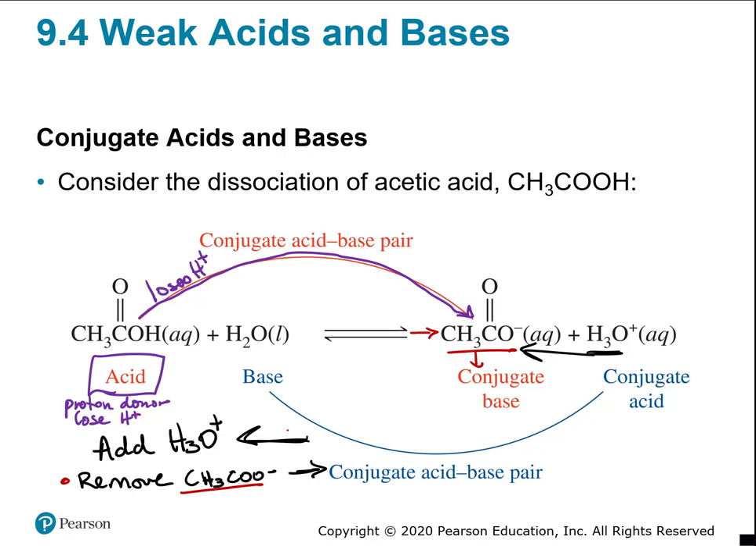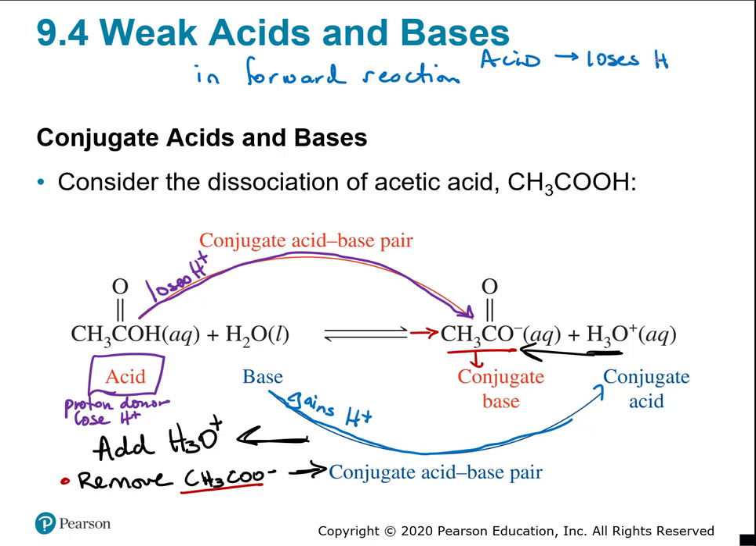Then if I look at water, if I compare water on the left to what happens to its pair on the right, I see that it gained. It went from H2O to H3O plus. So I see that it gained a hydrogen ion, and that's what defines a base. Acids lose their hydrogen ions, bases gain. So in the forward reaction, the acid is the compound that loses its hydrogen ion. The base is the one that gains it.